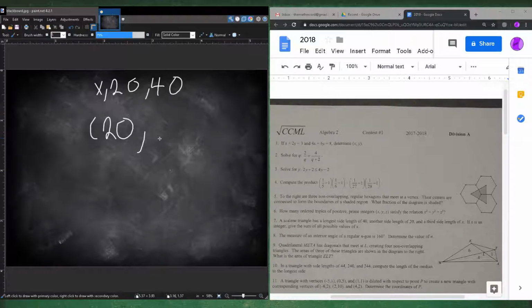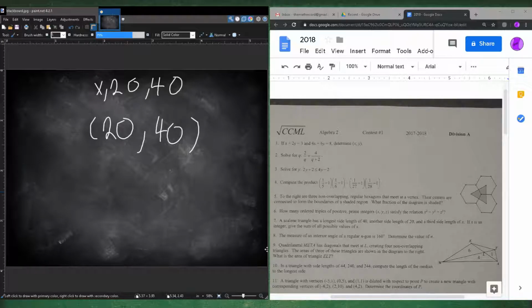Now, what's the upper bound? Well, the upper bound is 40. But you can't include 40. So how do I know it's 40? Well, it says in the first line that the longest side length is 40. So it cannot be longer than 40, because then the longest side length will not be 40.